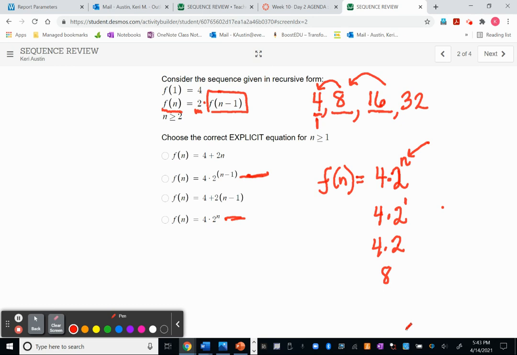So that's why you tell it to raise 2 to the n minus 1 power, because you don't want it to multiply by 2 the first time. So now take a look. This didn't work. It's not what we wanted. We want 4 to be our first term.